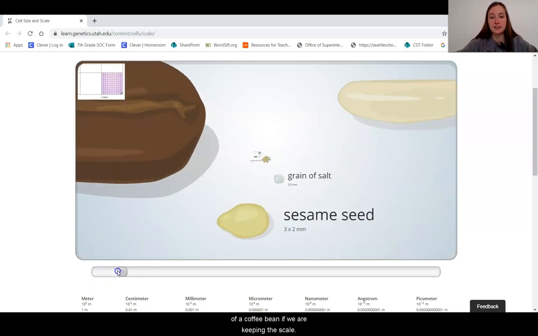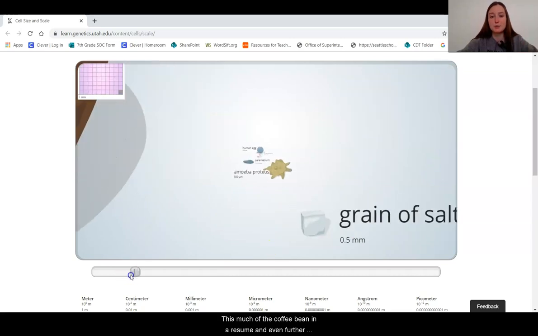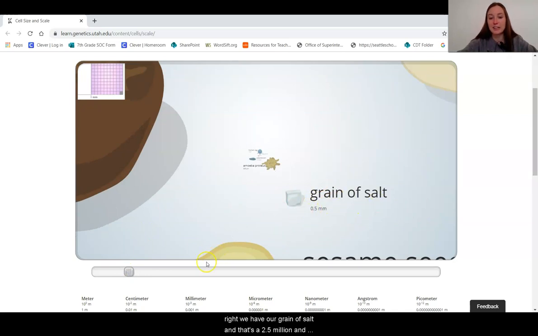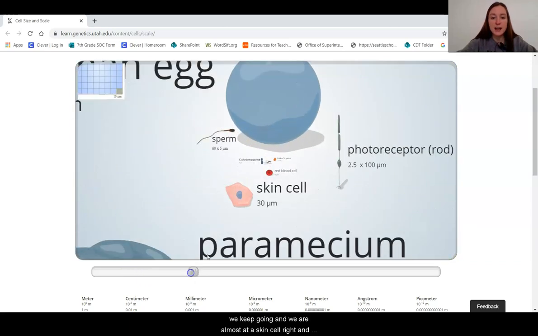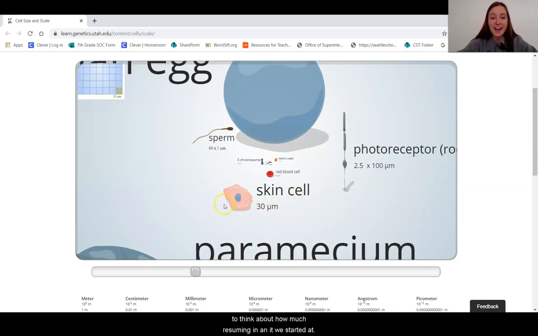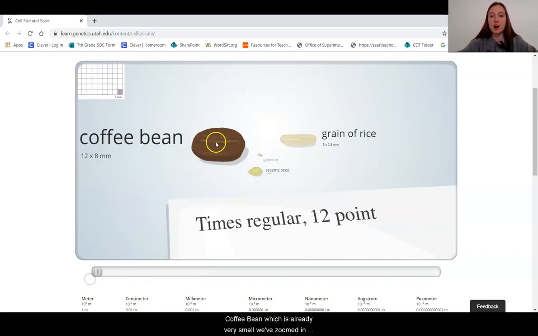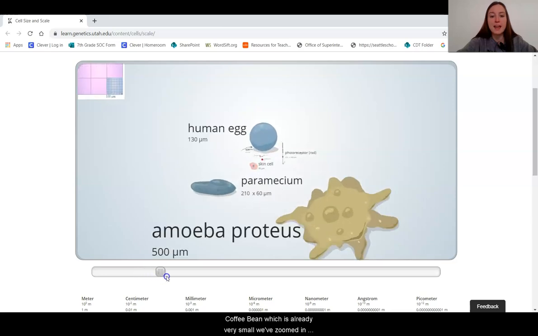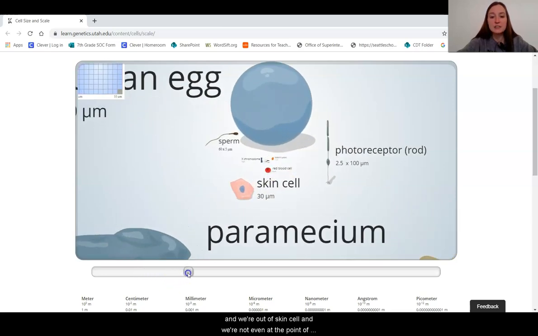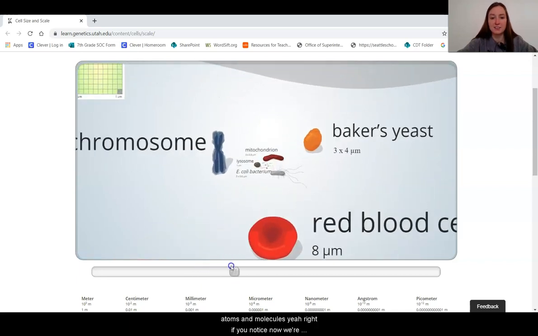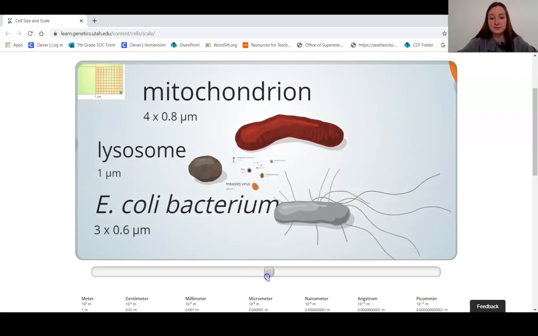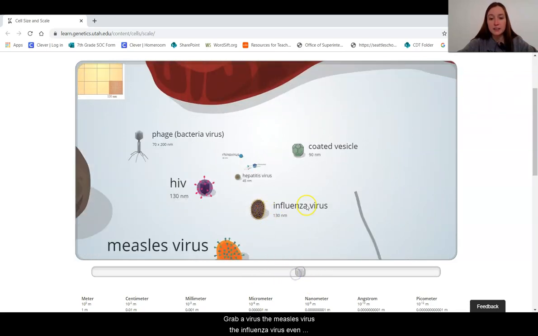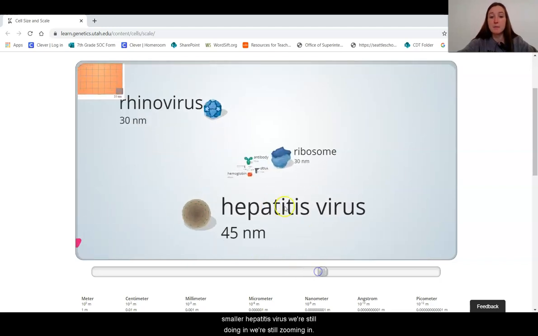If we keep this scale, a sesame seed would be this much of the coffee bean. Now, if we zoom in even further, we have our grain of salt, and that's at 0.5 millimeters. Then we keep going, and oh, we are almost at a skin cell, right? Think about how much we're zooming in. We started at a coffee bean, which is already very small, and we've zoomed way in and we're at a skin cell. Now we're not even at the point of atoms and molecules yet, right? Now we're at a bacteria, which is so tiny. We keep going. We're at a virus, the measles virus, the influenza virus, even smaller, a hepatitis virus.